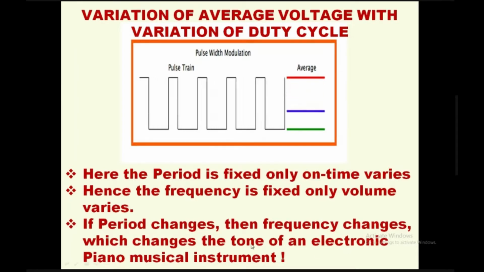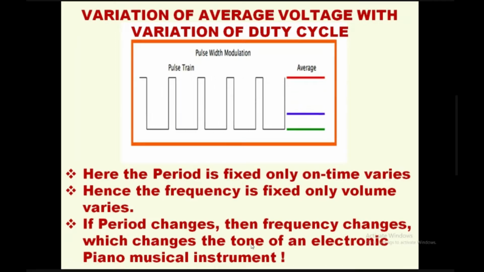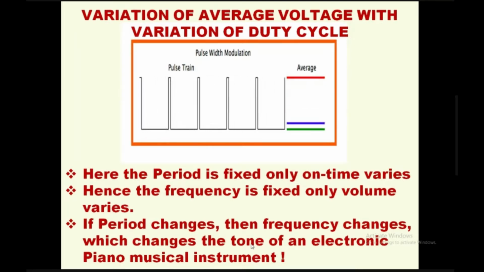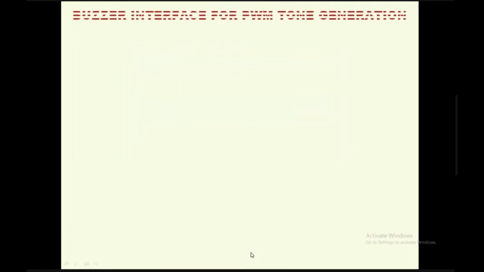All electronic keyboards, all electronic piano keyboard musical instruments, work only with the help of pulse width modulation. By pressing each key, each tone gets generated, which means different frequencies get generated. That is the idea with respect to pulse width modulation.